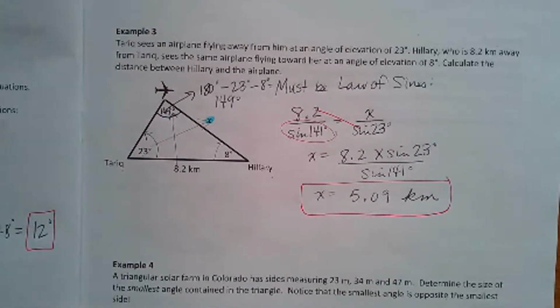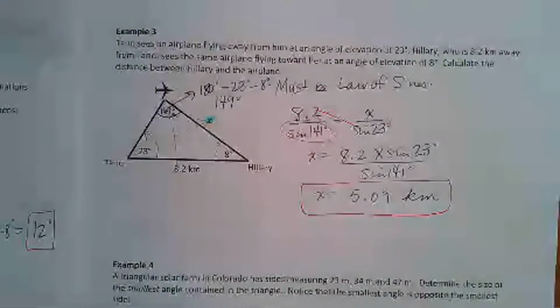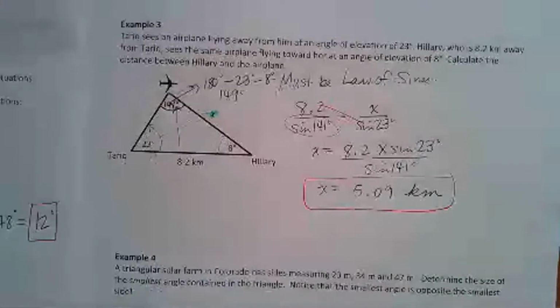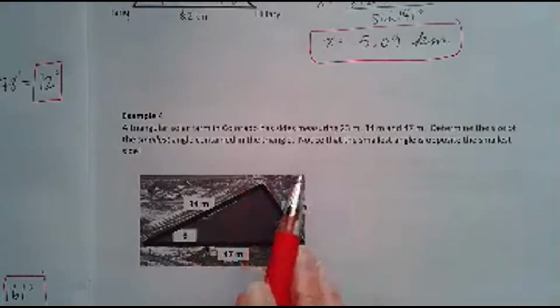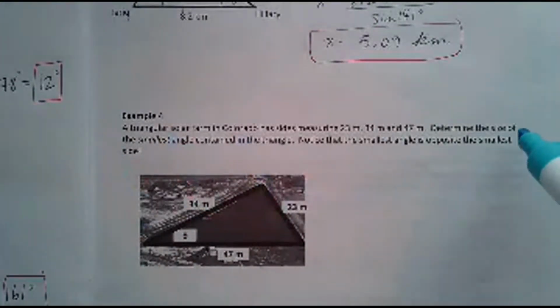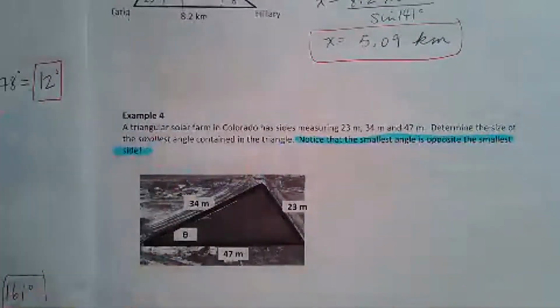Okay. So for this one, it's going to be a little harder. Now you're given the picture, but for this assignment, you don't know if it's sine or cos, and that's the tricky thing, right? You have to decide if it's a law of sines or a law of cosines question. So let's try the next one. We'll try this one more and then I'll stop for the day. A triangular solar farm in Colorado has sides measuring 23 meters, 47 meters, 34 meters. Determine the size of the smallest angle. Note that the smallest angle is always opposite the smallest side. I think we learned that before, but that's worth noting too.